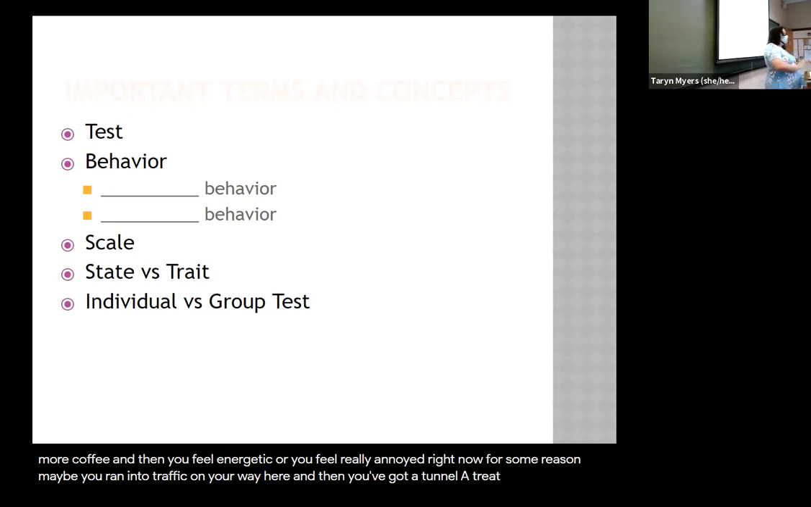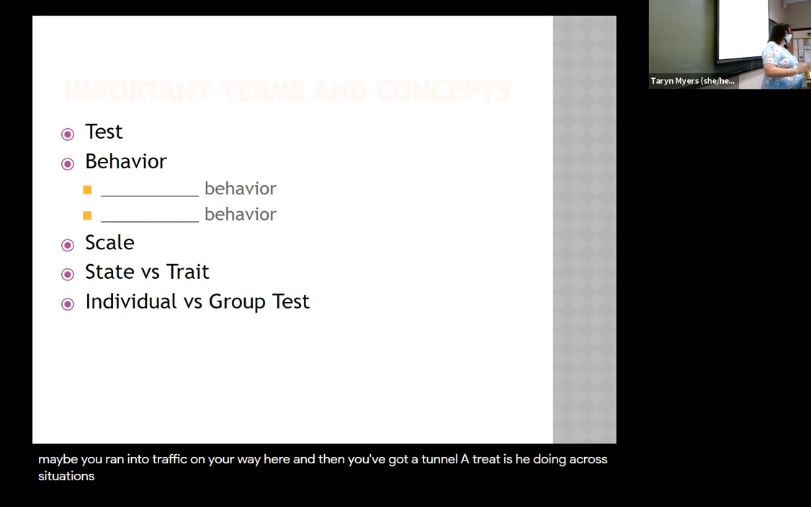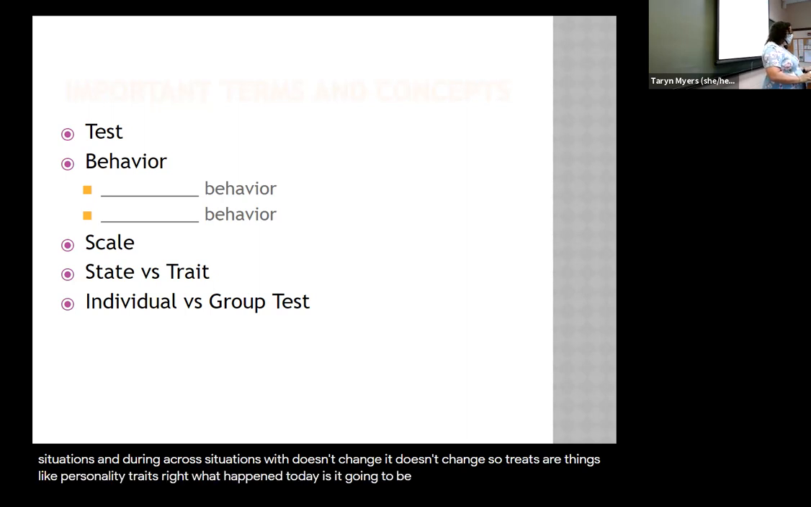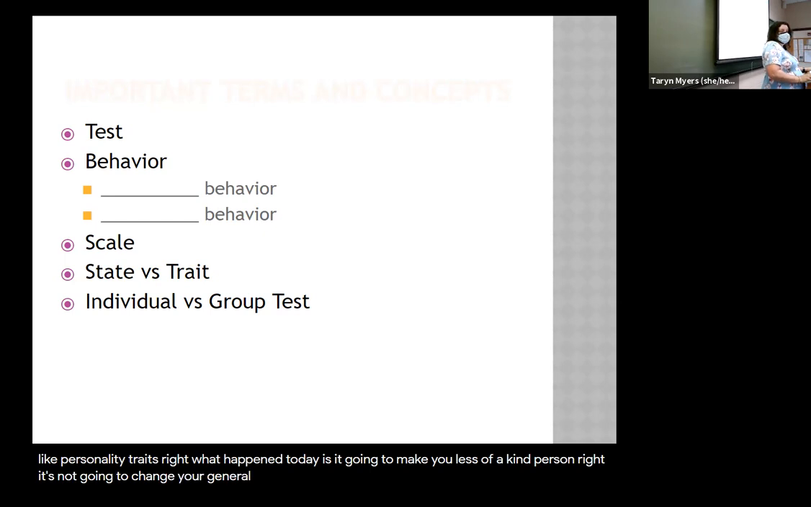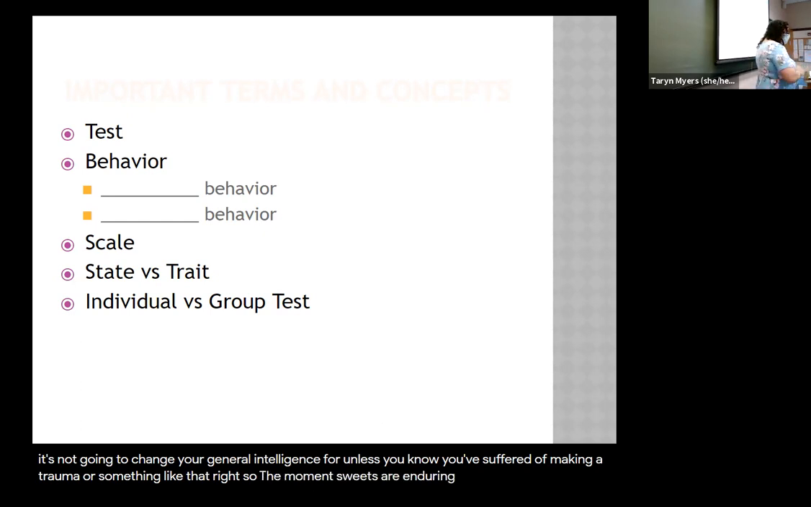A trait is enduring across situations. So it doesn't change. Traits are things like personality traits, right? What happened today isn't going to make you less of a kind person, right? It's not going to change your general intelligence score unless, you know, you suffered a major head trauma or something like that, right? So states are things that change moment to moment. Traits are enduring across situations.